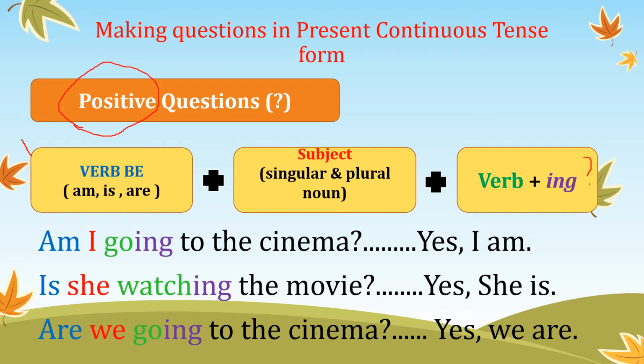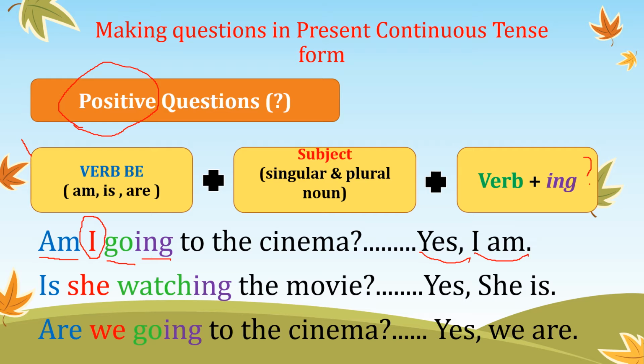So, let us try to make questions using present continuous tense. The first one, by using this structure. What is the structure? Verb be. We are using I. So, am, subject I, and then verb go plus ing, going to the cinema. Am I going to the cinema? So the expected answer should be yes, I am.